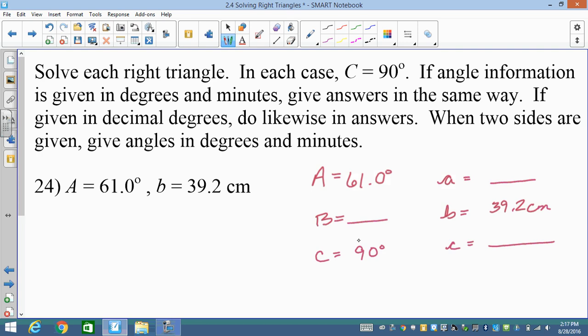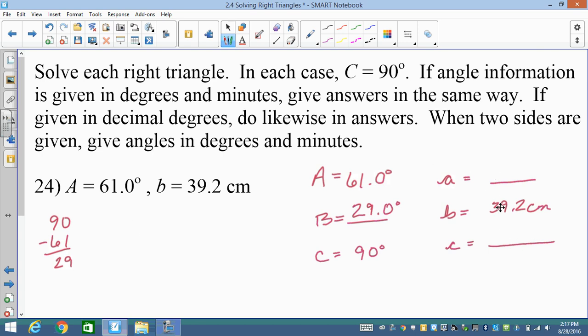Okay, again, angle B is going to be that easy one because it's just 90 minus 61, which is going to give us 29. And to follow suit, we can do 29.0 degrees. Now keep in mind we want to use given information when we can, so we are not going to use angle B. We're going to stick with angle A, and I'm going to look for side a first and then side c.